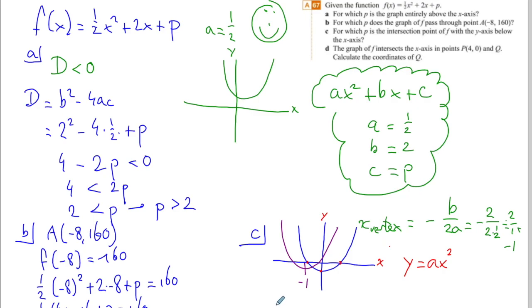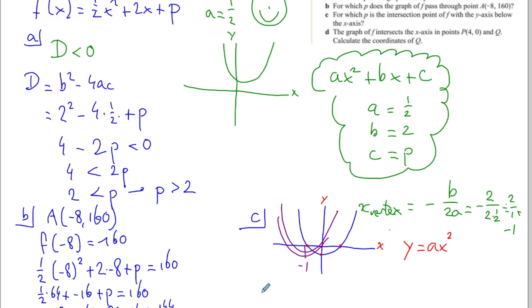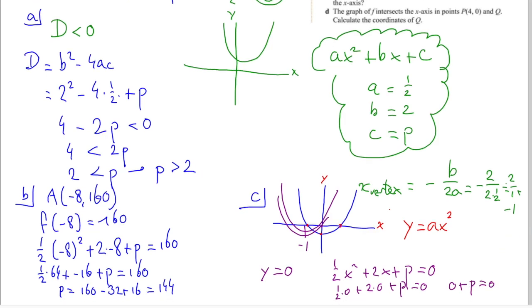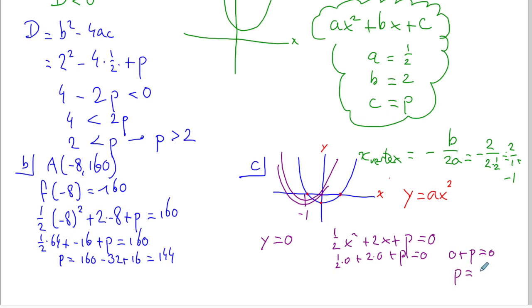Now just interpret correctly the information. When the parabola is intersecting the y-axis, then my x has to be 0. So I could say a half x squared plus 2x plus p, and at this position the x is 0 as well. So I can fill in a half times 0 plus 2 times 0 plus p. So 0 plus p. That's only in one position when p equals 0. So when p is smaller than 0, then it's always beneath the x-axis.